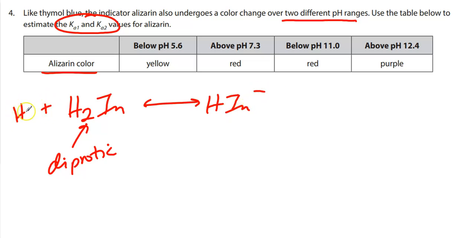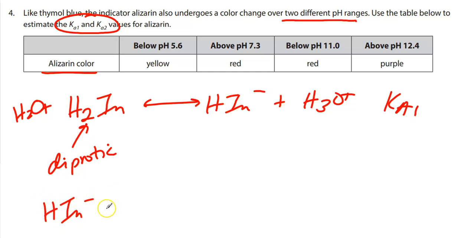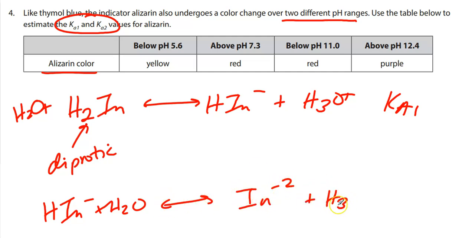The first transition is going to be essentially the loss of the first hydrogen. Of course, this is with water. I'm not showing the full thing here, but hopefully you understand what I'm saying. This would be our Ka1. The second one would be the next equilibrium where it's losing the second hydrogen, Ka2. So that means you're going to have a pKa1 and a pKa2.